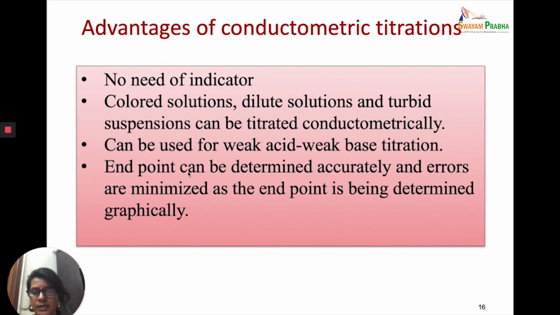Also, in case you have colored analytes, turbid analytes, or dilute solutions, they can be titrated conductometrically to give you the exact concentration of the analyte. Another important point is that it is very accurate in giving you the value of the equivalence point, much more accurate as compared to the volumetric titration. And here the errors can be minimized as the endpoint is being determined graphically.